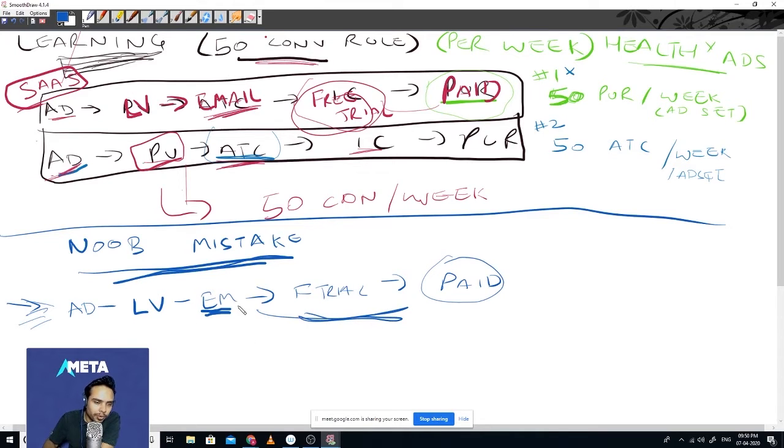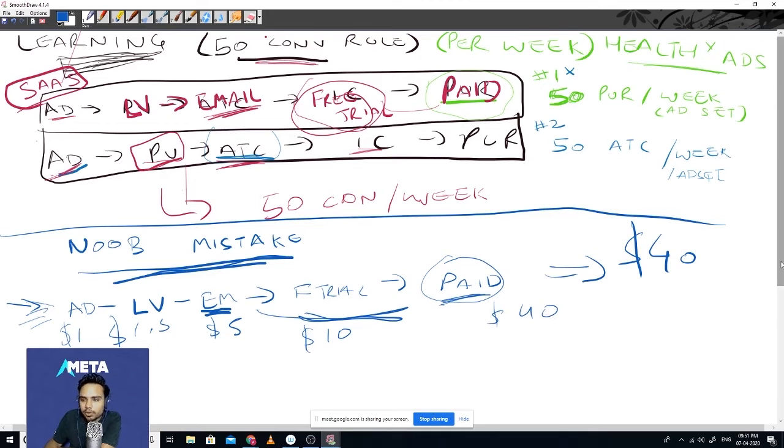Once you've got this part sorted, you can pay more. Let's say this thing is costing you about $40 to get a paid customer, right? When you go back on this kind of campaign, you will know the cost per step. For a click there was probably a $1 cost per click. For every landing page view, 1.5. For every email, 5. For every free trial, 10. And for every paid, you're paying 40. So this is basically how you can break down the cost.